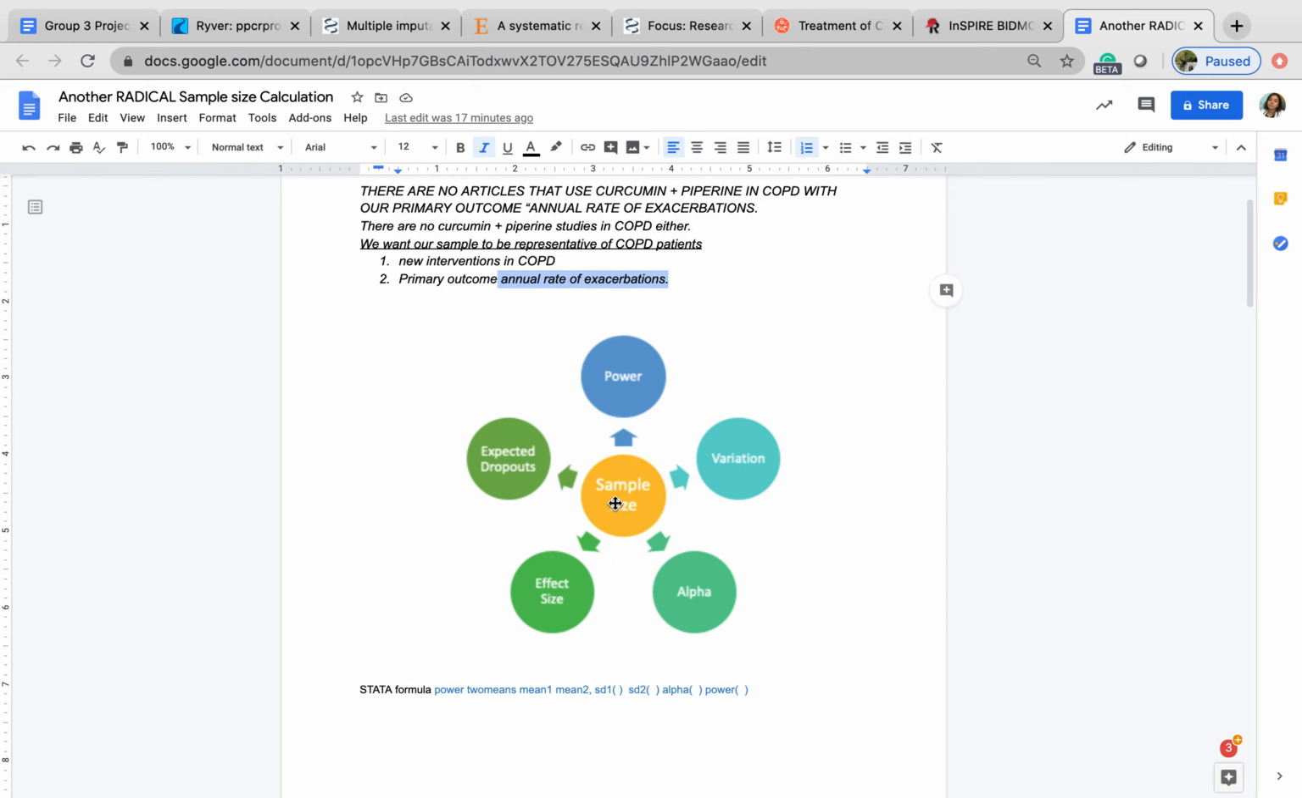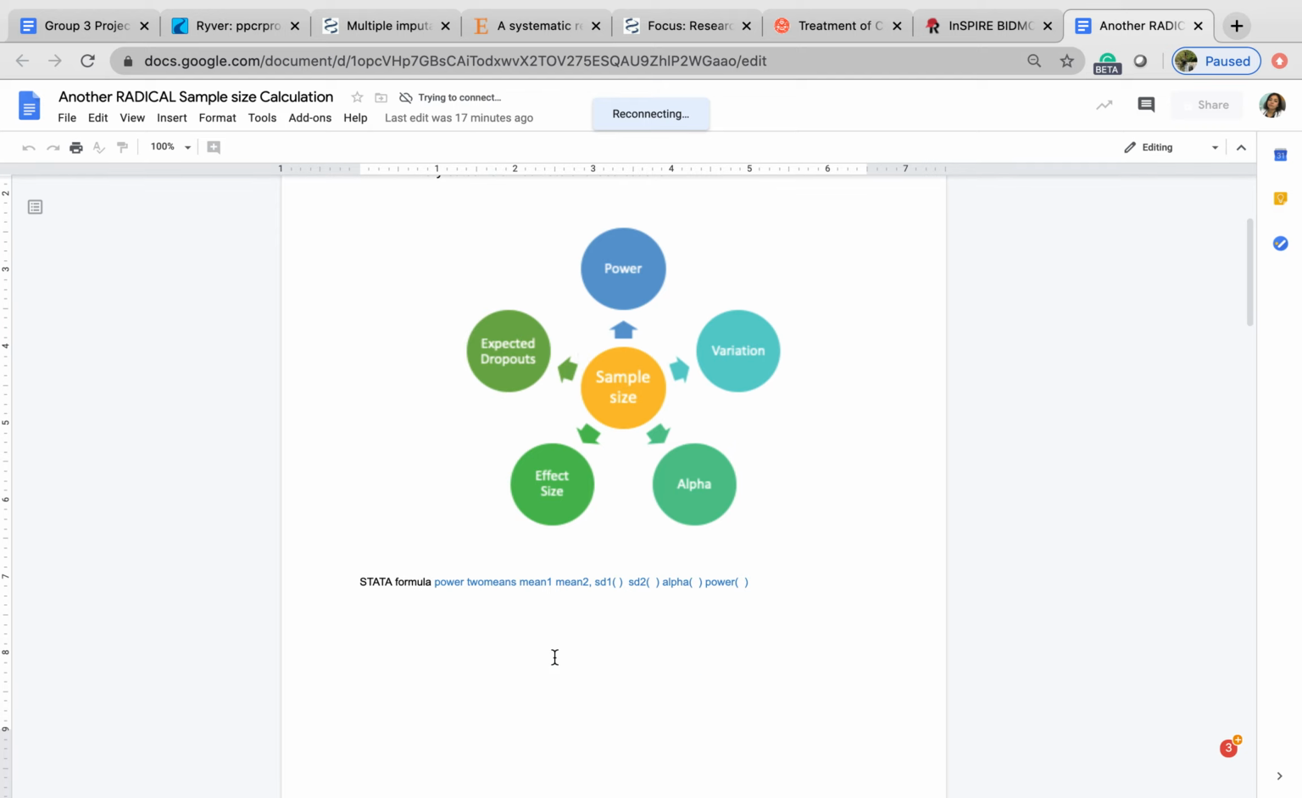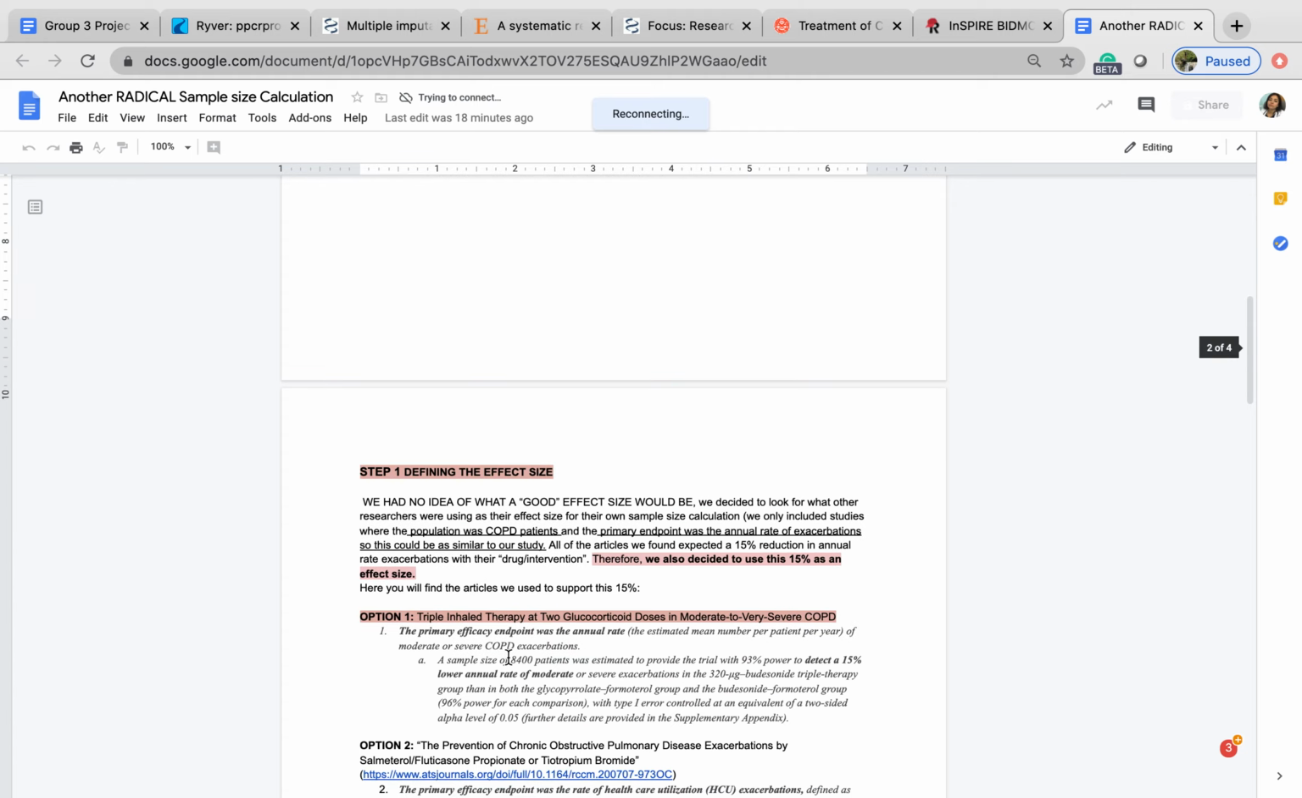Remember that to calculate the sample size, we need to take into consideration power, the variation, which is the standard deviation, the alpha, the effect size, and the expected dropouts. And just for a friendly reminder, because we're going to be using this, I put here this data formula to calculate the sample size.